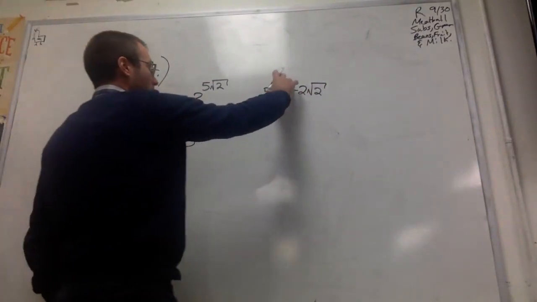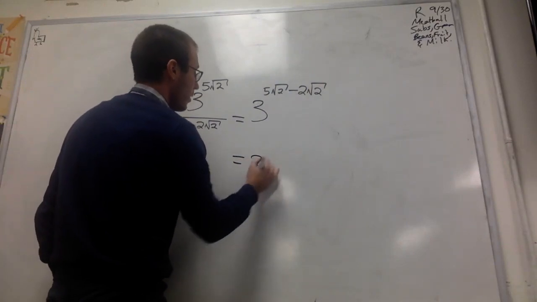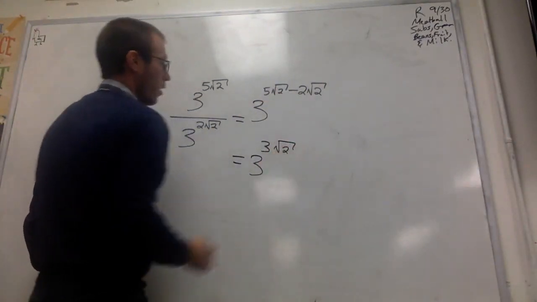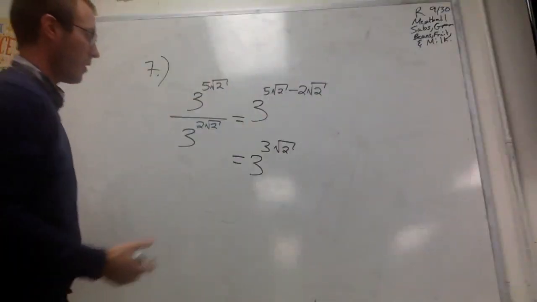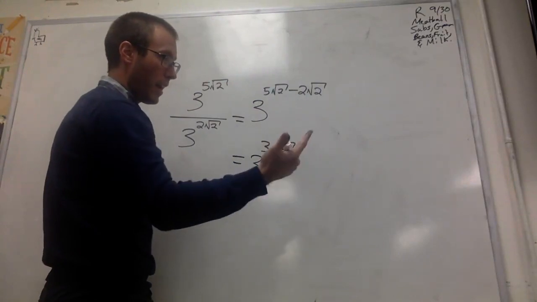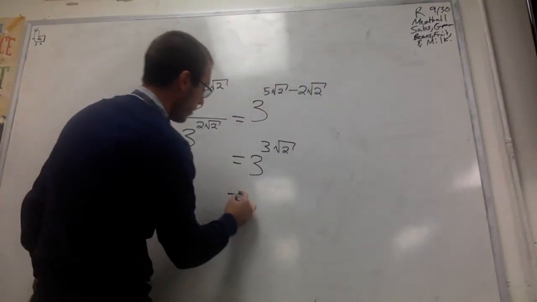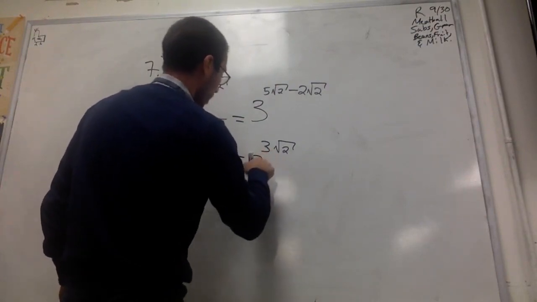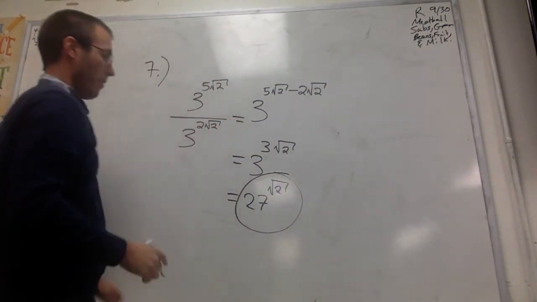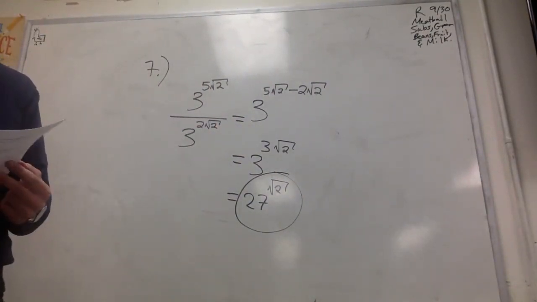You treat this kind of like a variable here. So you go 5 minus 2 is 3. So we get 3 to the 3 square roots of 2. 3 to the power of 3 is 27. If you want to do it out, you start with 3. 9 times 3 again is 27. 3 to the power of 3 is 27. So I get 27 to the square root of 2 right here. And that is my final answer for that one. That one was fun. That's 7.